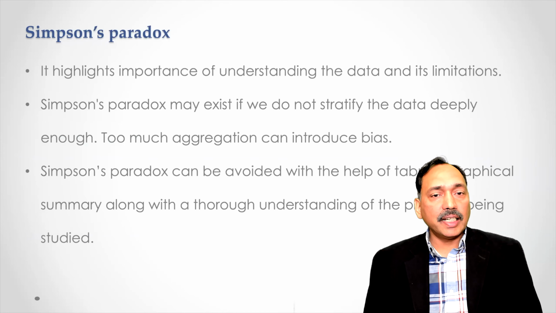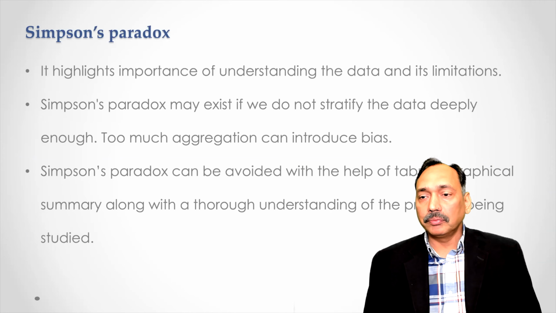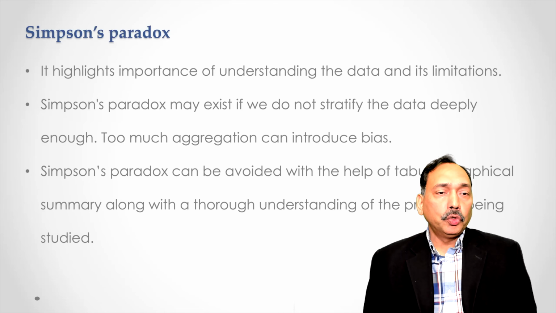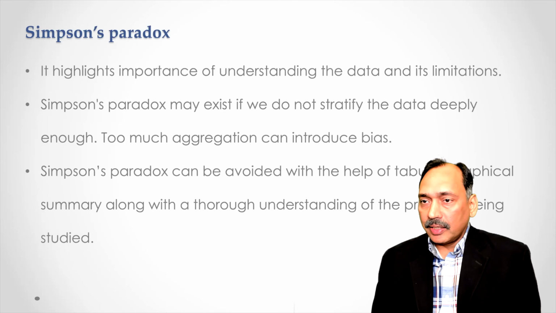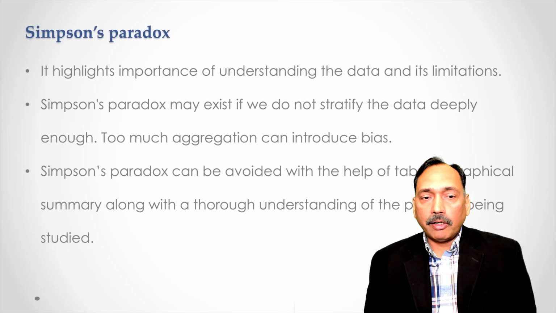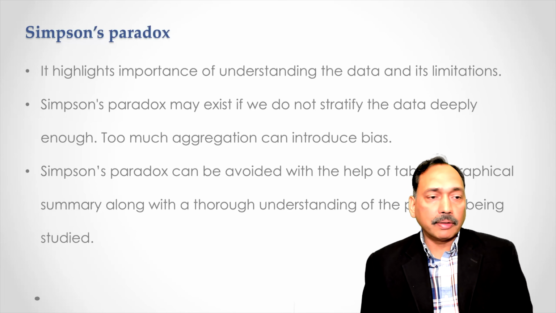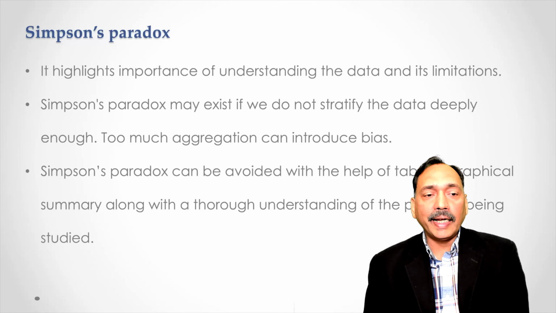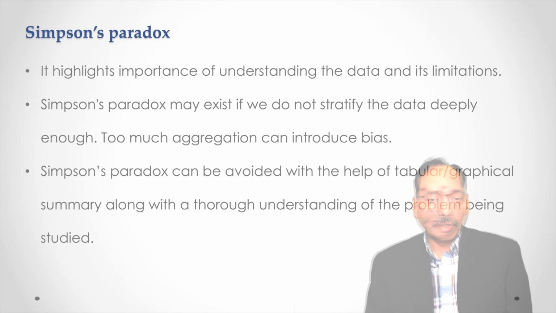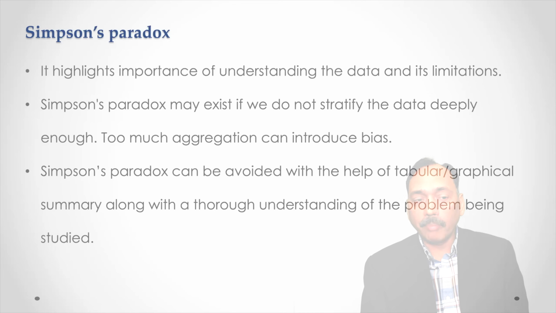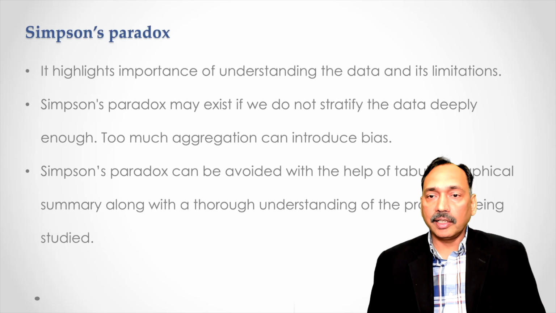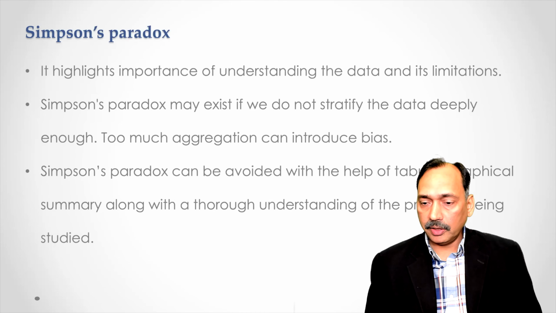Simpson's paradox may exist if we do not stratify data deeply. So it is always advisable to stratify your data. Too much aggregation can introduce bias. And Simpson's paradox can be avoided with the help of tabular or graphical summary, like the picture that I showed you, which was able to highlight things very clearly, along with a thorough understanding of the problem being studied. So we have to be careful in statistical modeling when we have these kinds of situations.